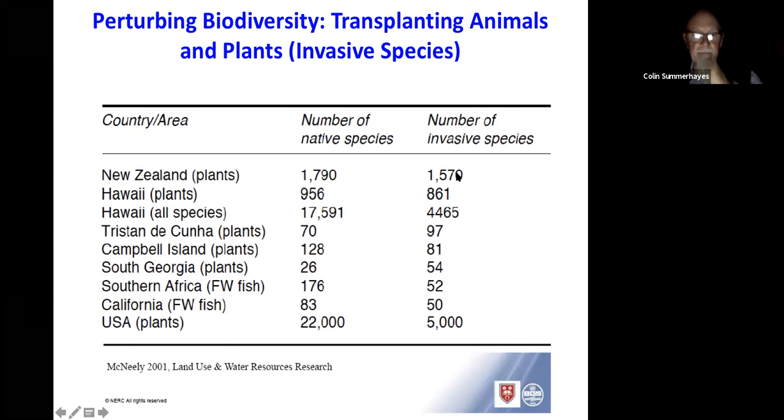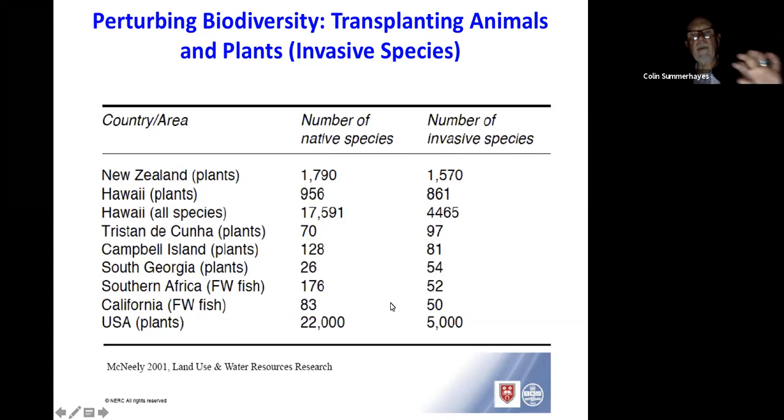New Zealand plants, number of native species 1790, number of invasives almost the same, 1570. Go to Hawaii, very similar picture. Go down to Tristan da Cunha, there are more invasives, 97, than there are natives. Go to South Georgia, 54 to 26, more invasives than natives. Southern Africa, freshwater fish. Again, lots of introduced species, invasives, not as many as the native ones. California freshwater fish, and so on. So the story goes on.